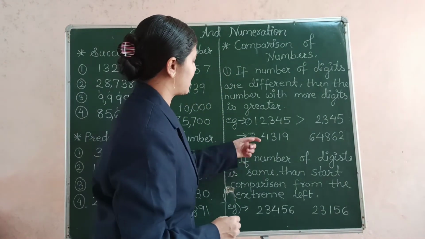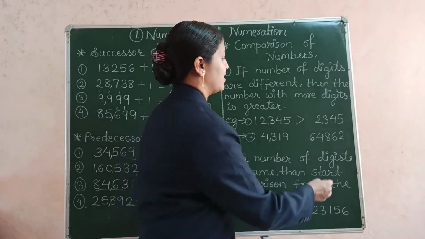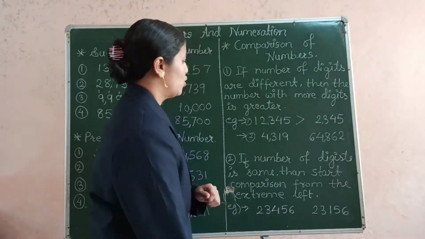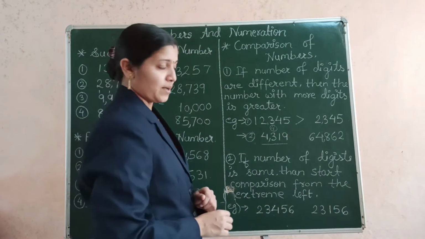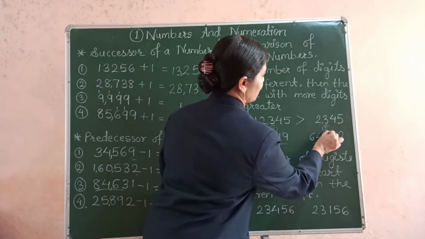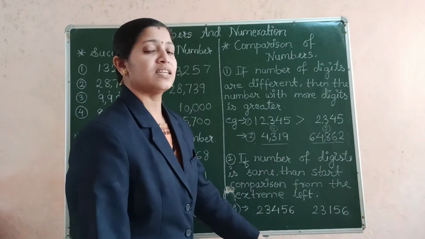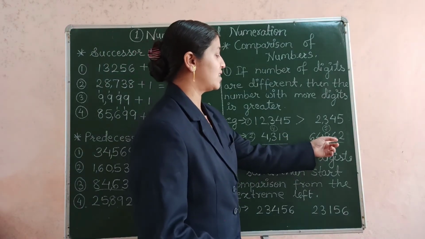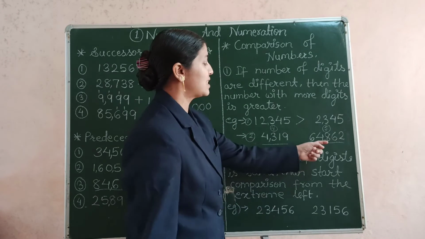Here you can see the second example. The numbers are 4,319 and the second number is 64,862. This number has 4 digits in it. Okay, and this number, 1, 2, 3, 4 and 5, has 5 digits in it. So according to rule 1, we can easily say that the number which has more digits, that is 64,862, is greater than 4,319. So this number is greater.